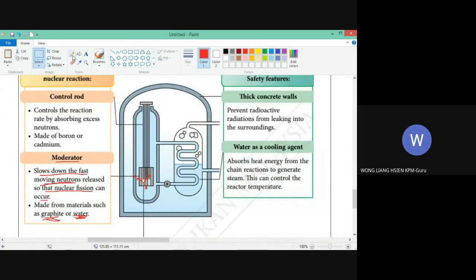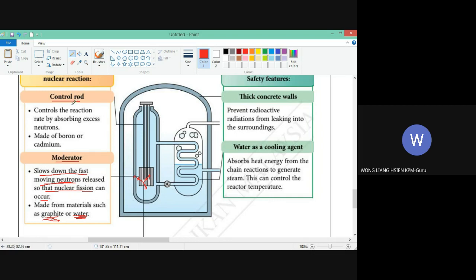Next is the control rod. Of course, we need something that can control the nuclear reaction, so that if we want more energy, we can increase the amount of nuclear reaction. If we want to decrease the amount of energy released, we can slow down the chain reaction. Or if we want to turn off, we must be able to turn off the reactor. This is very important. Can turn on, turn off, can control.